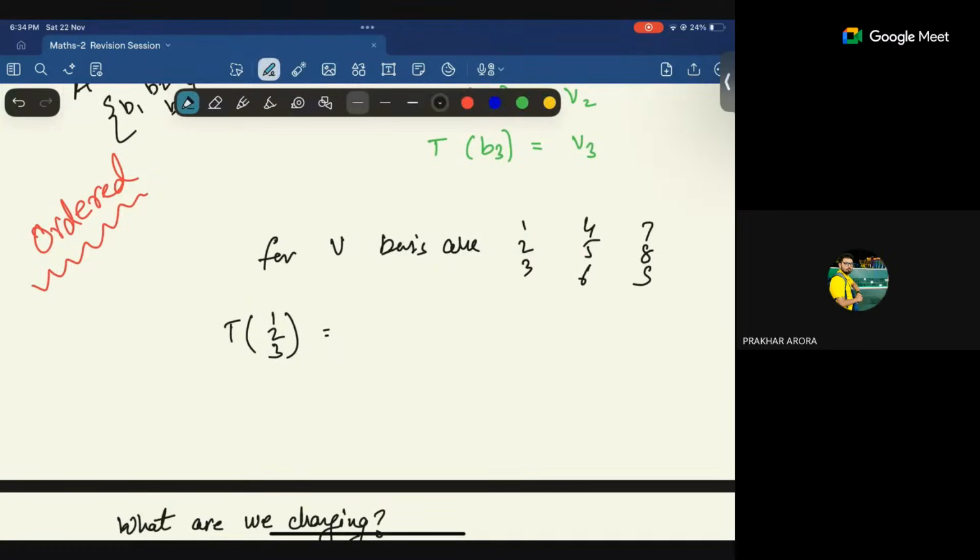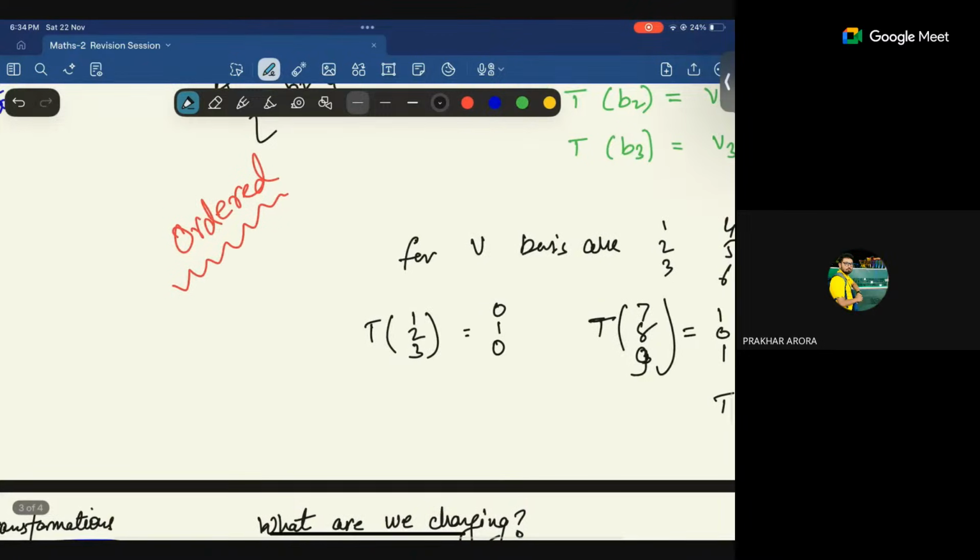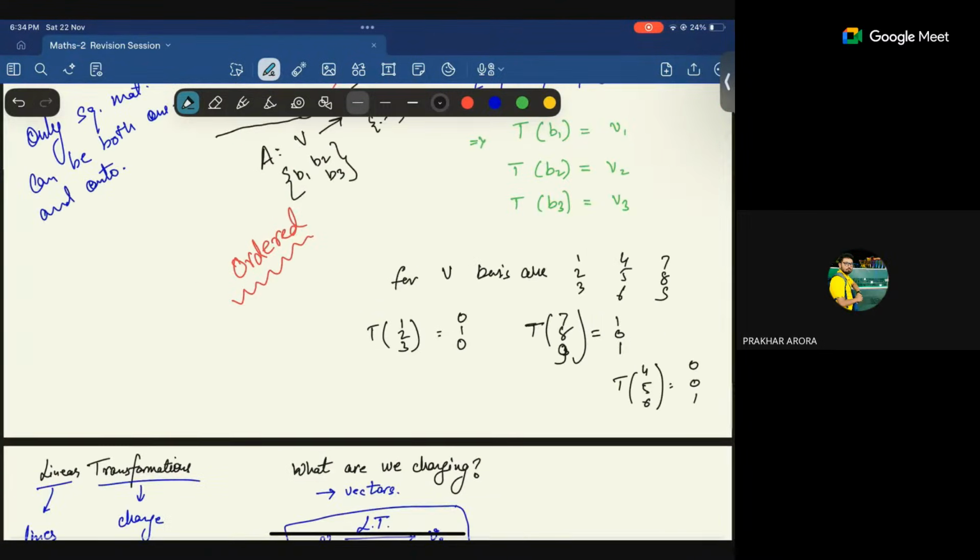So the question will say that the transformation looks like this: 4 5 6 is equal to 0 0 1, though they will not say it in this order. They will say transformation of 7 8 9 is equal to 1 0 1, and then transformation of 4 5 6 looks like 0 0 1. And they will say you have to either find the matrix of transformation, or tell whether the transformation is one-one or onto.